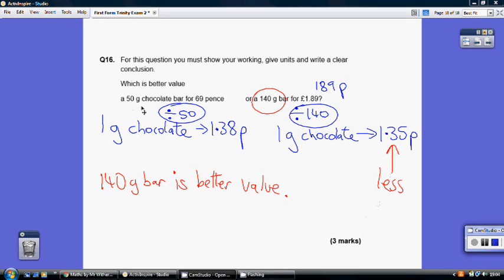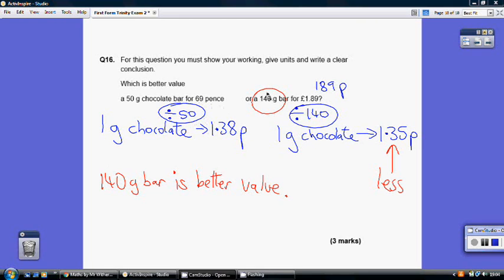So with this question here, we're trying to encourage the pupils to go back to just what 1 gram of these chocolate bars would cost. So if 50 grams cost 69 pence, then to get what 1 gram costs, you're going to divide by 50. 69 pence divided by 50 using your calculator is 1.38p for a single gram.